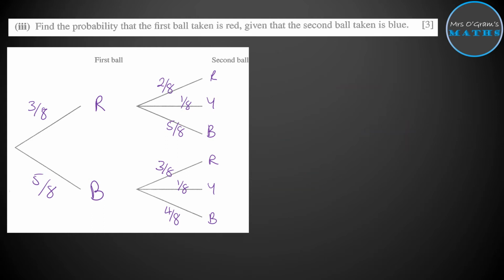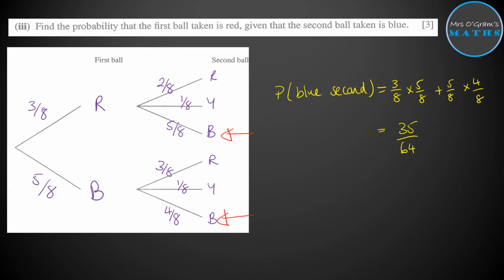Now we want the probability that the first ball taken was red, given that the second ball was a blue. So we're restricting down to only look at the situation where we get a blue as our second ball, and we want the chance of having red out of that for the first one. So the probability of getting a blue on the second ball is 35 out of 64.